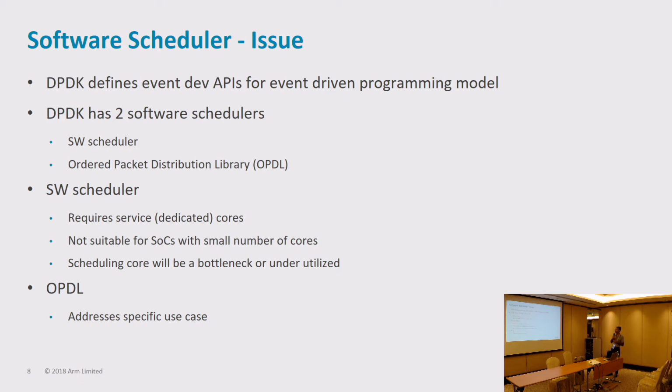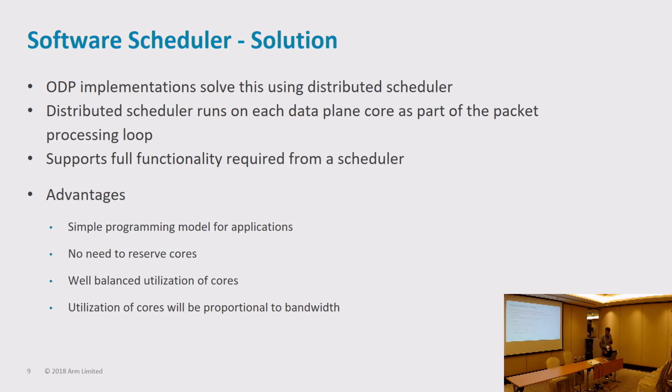The other scheduler that's available is called OPDL, Ordered Packet Distribution Library, but it just addresses a specific use case. It addresses the pipelining model within DPDK, and it doesn't support all the features that we expect out of a scheduler. So I think there is room for the distributed scheduler that ODP implements.